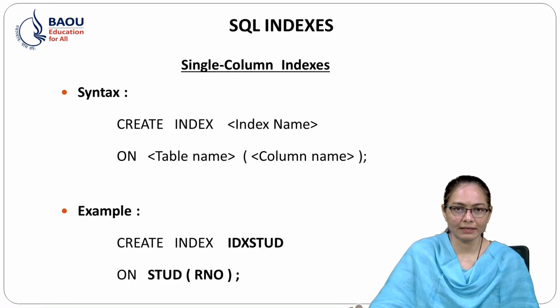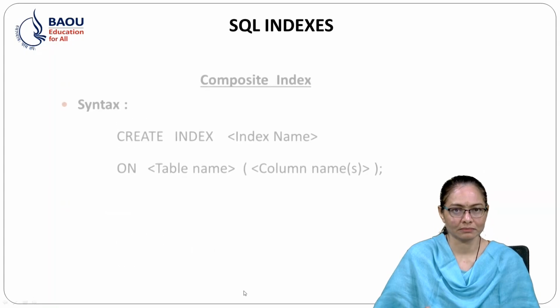If we want to create an index on employee ID in the employee table, then how can we write it? Create index, then index name, suppose IDX1, on employee, in the bracket employee ID, bracket over, and then semicolon. So it will create the index on employee ID in the employee table. If we create the index on customer ID in the customer table, then create index IDX2 on customer, in the bracket customer ID, bracket over, and then semicolon.